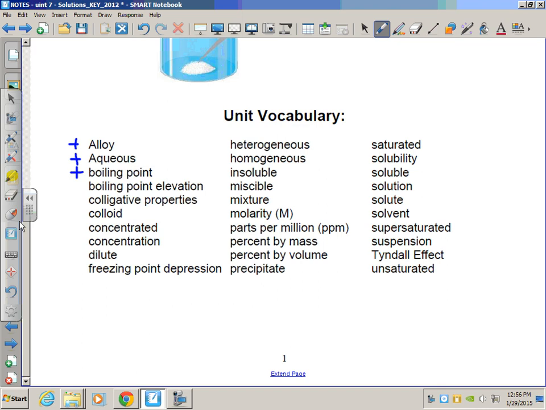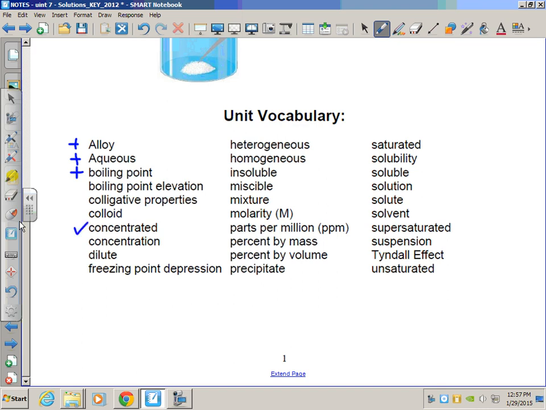Colloid, I don't think most of you know that. Some of you may. You'll see it later on in this unit. It's a special kind of mixture. Again, some of you may be familiar with the fact that milk and blood are two examples of colloids, but I'm going to leave that one blank, too. I think most first-year chem kids wouldn't know that term.